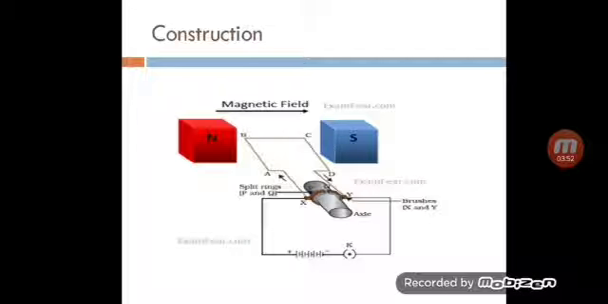Therefore, on the arms AB and CD, the direction of the force is equal and opposite. Therefore, the armature will be set into rotation by the forces, from CD to AB. That is, now the armature will start rotating from CD to AB, that is in the anti-clockwise direction.